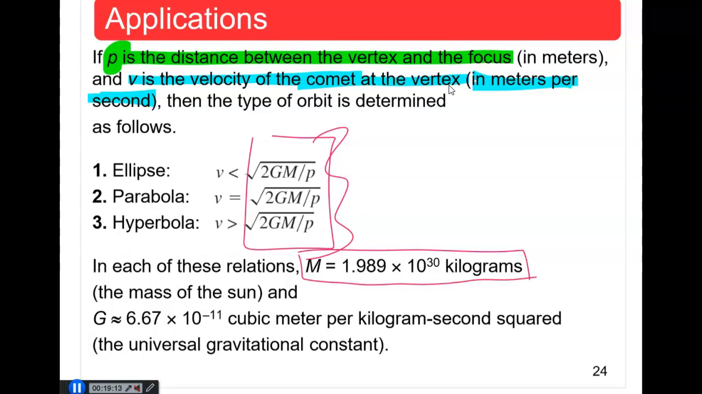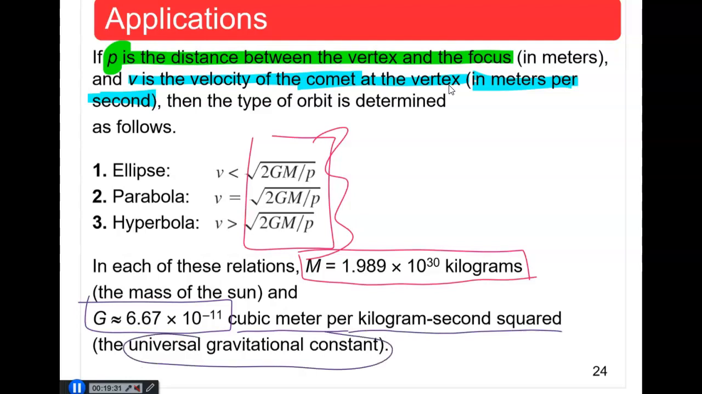For all these relations, uppercase M is the mass of the sun, and G is right here, measured in cubic meters per kilogram second squared, and that is the universal gravitational constant. So that is what G and M are. And remember, P is the distance between the vertex and the focus.